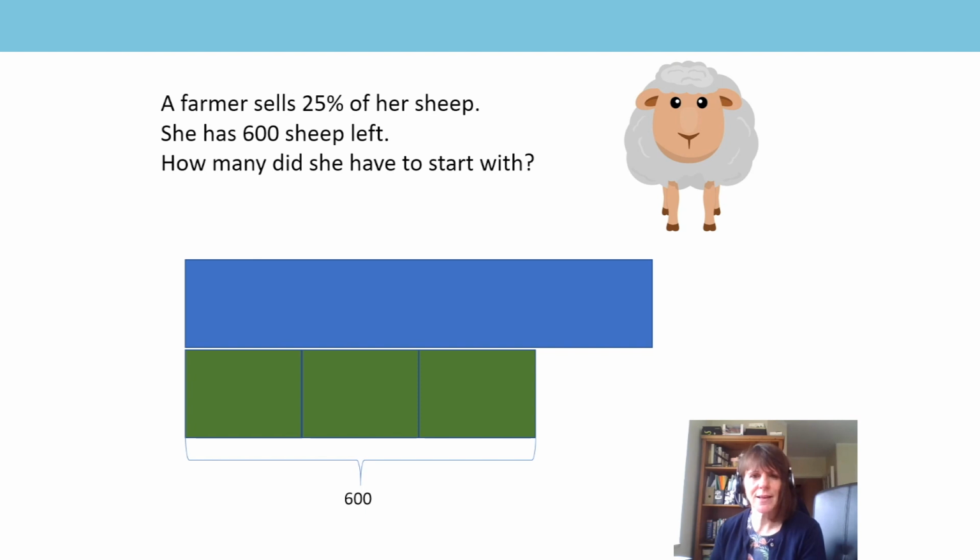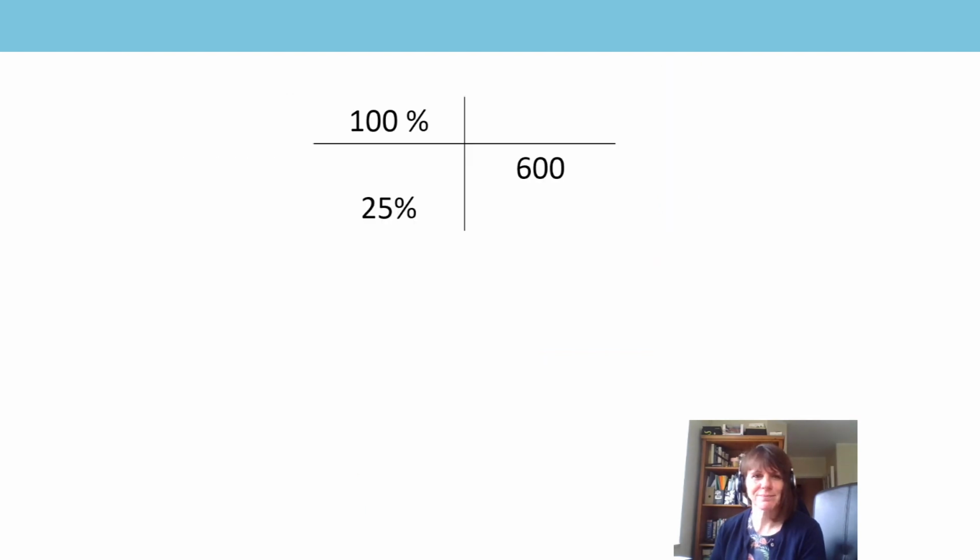I'm now going to have a look at it in a ratio chart. So here I know I've got 600. I don't know at this point what percentage of the original amount of sheep that she had this represents, but I know that she has sold 25%. And therefore I can work out that 600 sheep, that must represent 75% of the original amount of sheep that she had. How am I then going to use this information to work out 100%? Pause the video now and see if you can complete the ratio chart.